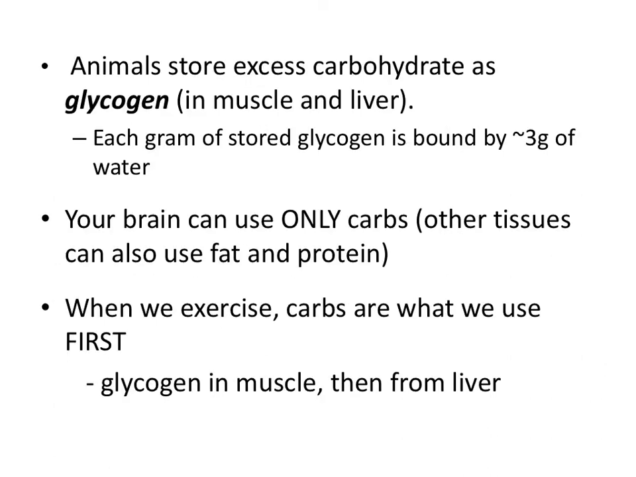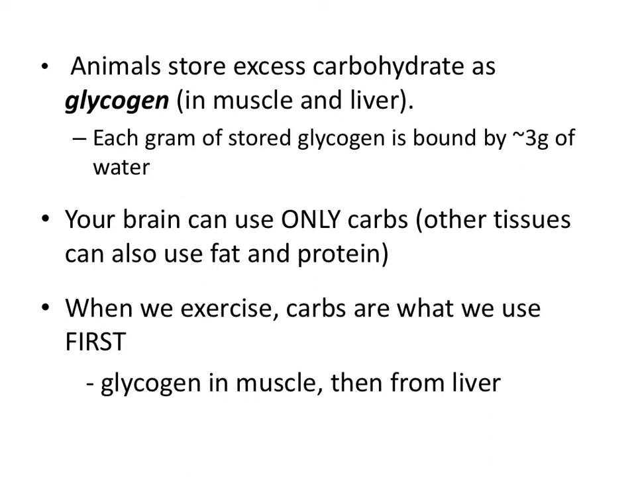Now, you can imagine eating, let's say, a lot of carbohydrates. A huge plate of pasta. Well, you're only going to use so much of it at once in terms of fuel for the mitochondria. But what do you do with the rest? Well, most of it is then converted into glycogen and stored in the liver. So each gram of stored glycogen is bound by 3 grams of water.